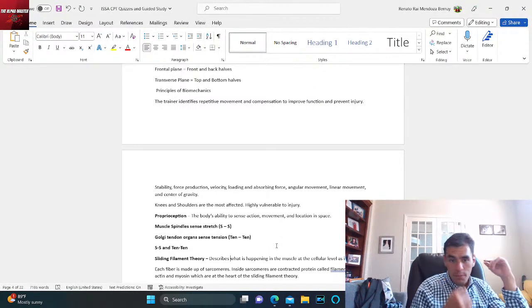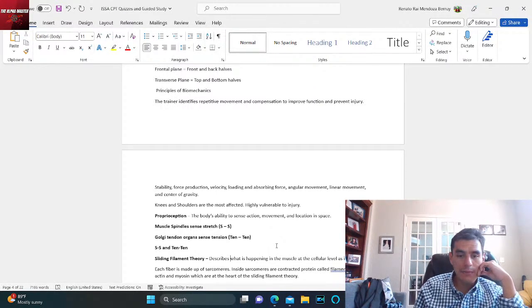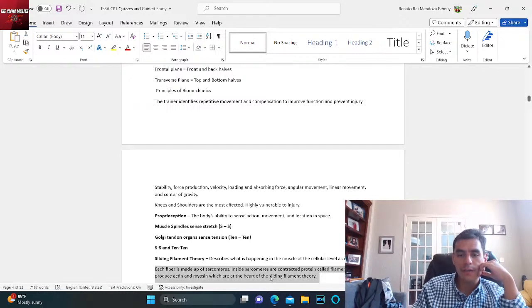Each fiber is made up of sarcomeres. Inside sarcomeres are contractile protein filaments, actin and myosin, which are at the heart of the sliding filament theory.